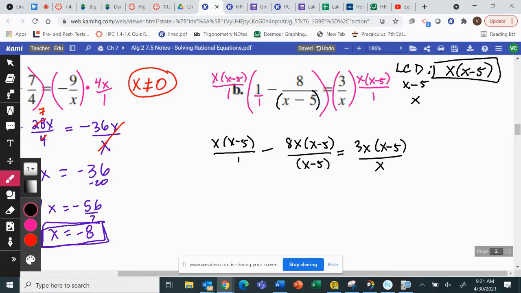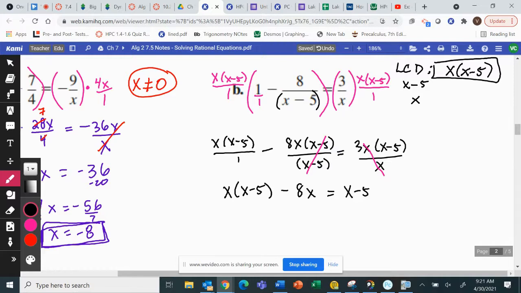Now we can look for things that cancel just in the individual fractions. And in the first fraction, nothing cancels. We don't have to write it over 1. The second fraction, the x minus 5s cancel. The third fraction, the x's cancel. All of your denominators should cancel out if you've done this correct. So now I have x times x minus 5 minus 8x equals 3x times x minus 5.